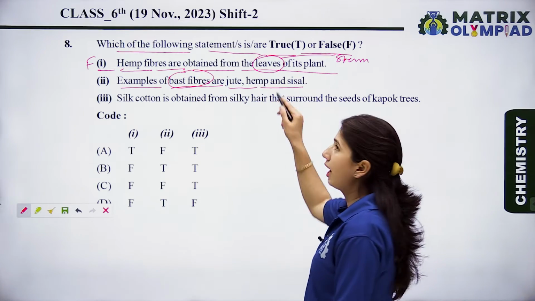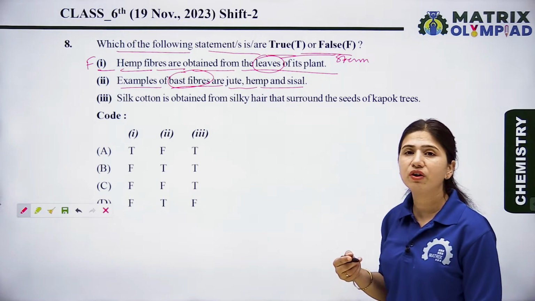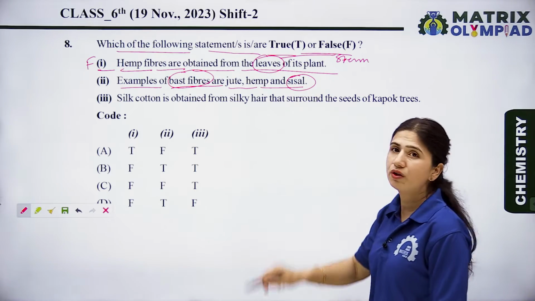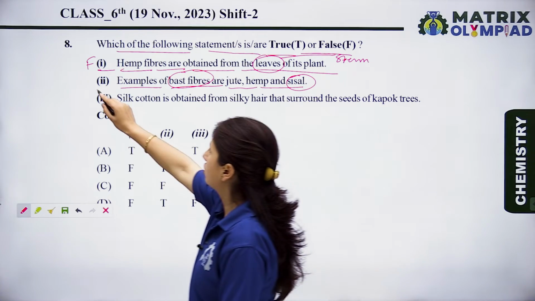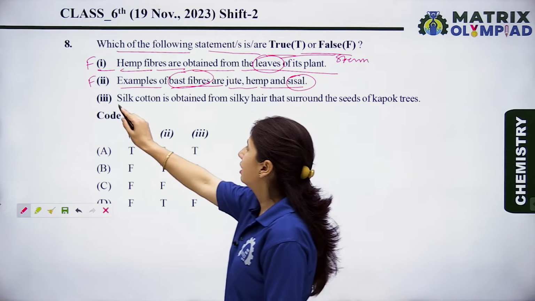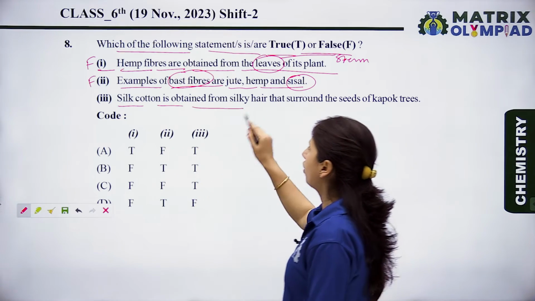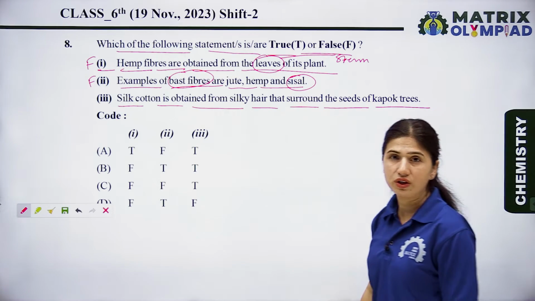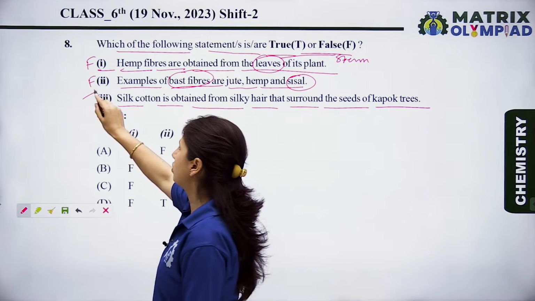So jute, hemp, flax, these types of fibers are bast fibers, not sisal, because sisal is obtained from the leaves. So this is also a false statement. Now let's see the third. Third is silk cotton is obtained from silky hair that surround the seeds of the kapok trees. It's a completely true statement.